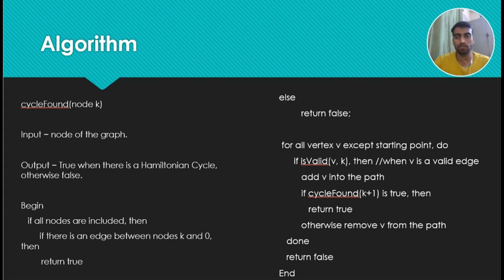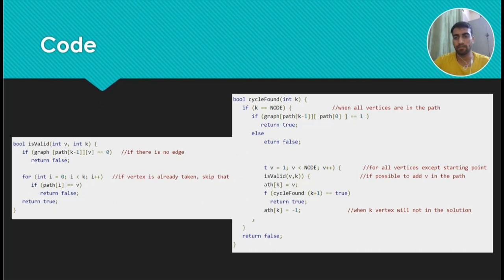This is how the algorithm looks. Now let's see how the code looks. This is the code written for Hamiltonian paths. As you can see, there are two functions, is valid and cycle found.